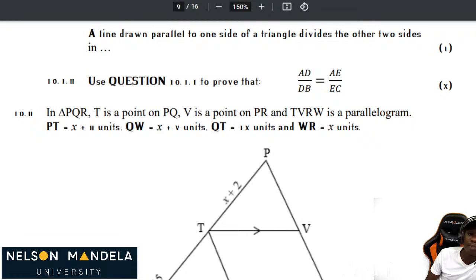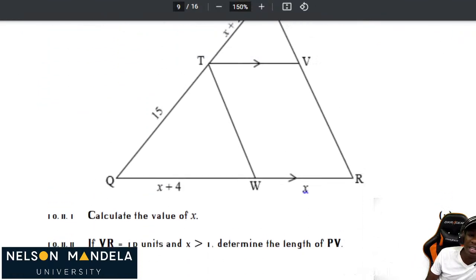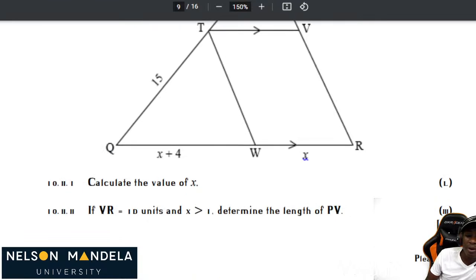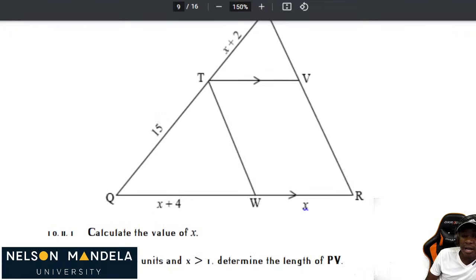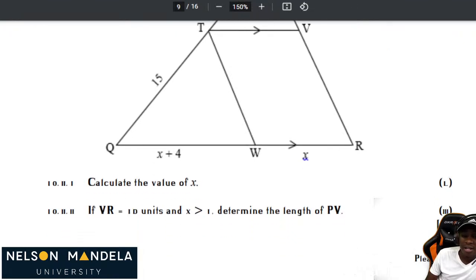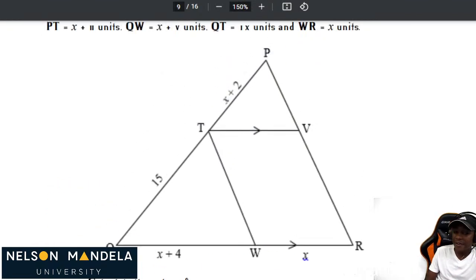We are given that PT is x plus 2. We are also given that QT is 15. We are also given PV, which is not given as a value. Now they are saying calculate the value of x. How can we calculate the value of x?